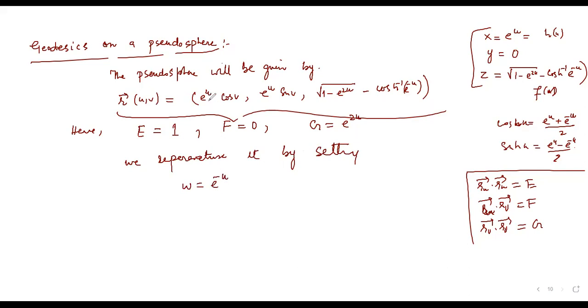यानी मैं variable को चेंज कर रहा हूँ via this relation to w, where u and w are related in this way, और of course v को as it is रखता हूँ, so that the reparameterized equation of the pseudosphere बन जाएगी. Question is it valid? तो valid होने के लिए क्या होना चाहिए?